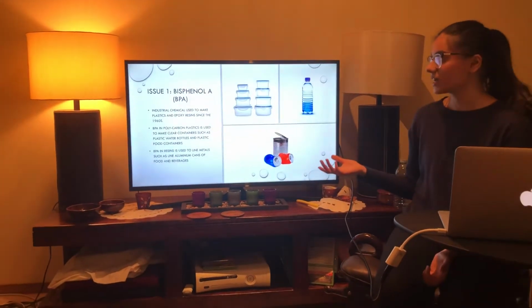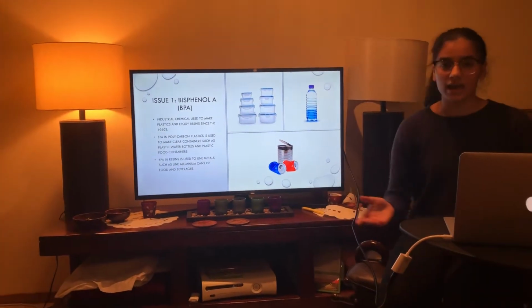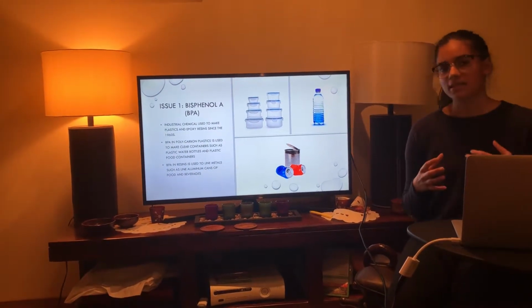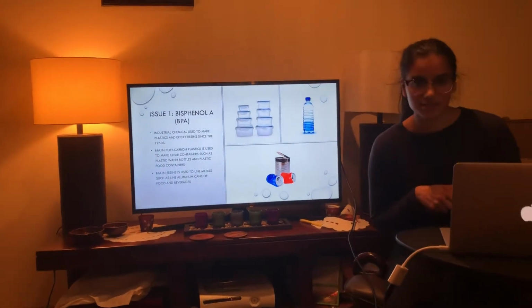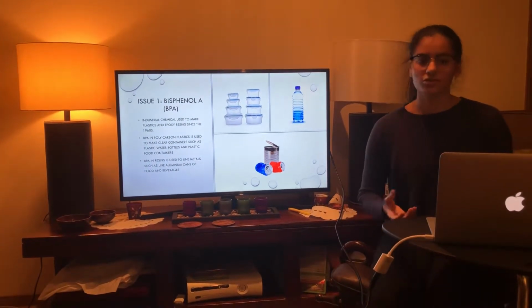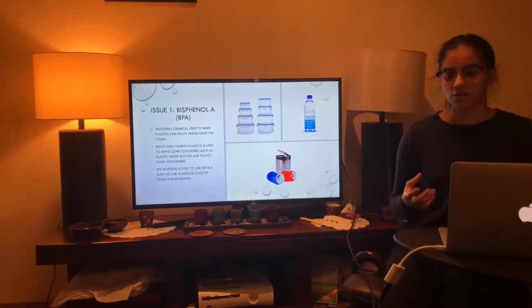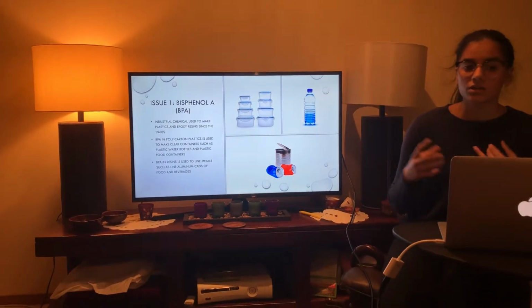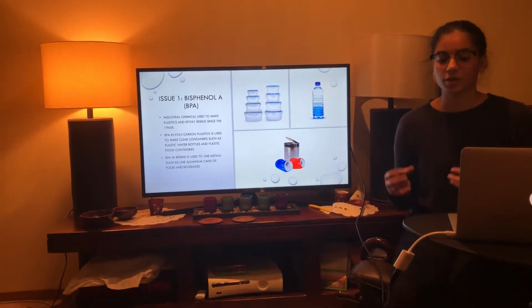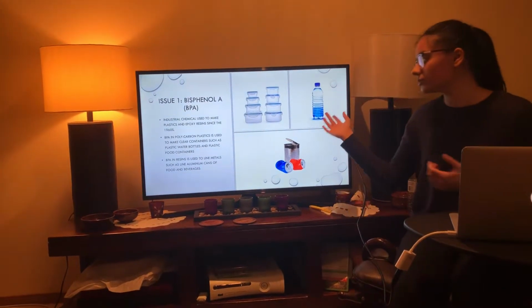When I talk about toxic chemicals, one of them is bisphenol A, or BPA for short. It's an industrial chemical used to make plastics and epoxy resins since the 1960s. BPA is used in polycarbonate plastics to make your plastic water bottles or your clear food containers. It basically gives the rigid, clear appearance that is associated with your plastic water bottle.